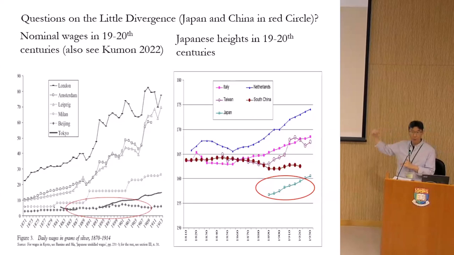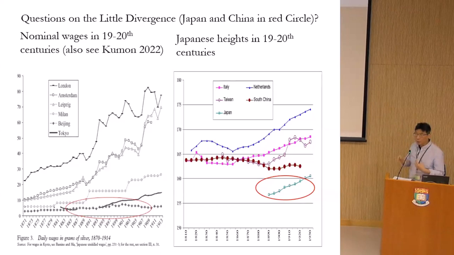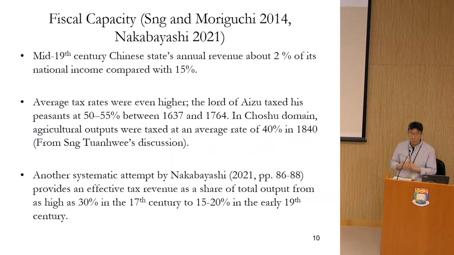The average height of soldiers was 157 or something, but they grew continuously. So it's really hard to argue that physical living standards were any higher. Of course, there are social institutions and other things we can talk about. I made some efforts on this, and maybe this could be a separate paper we'll talk about.